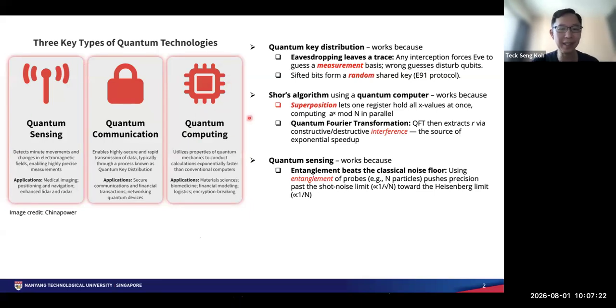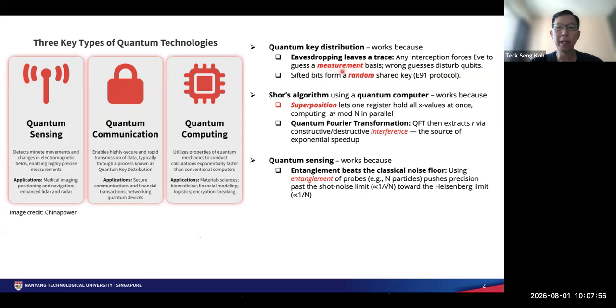If all this sounds new to you, just know that for quantum communication, one application of which is quantum key distribution, it works because if you have an eavesdropper, someone who takes some bits of information as it travels from A to B, it leaves a trace. And that's because of the fact that when you measure a quantum system, you invariably disturb it.